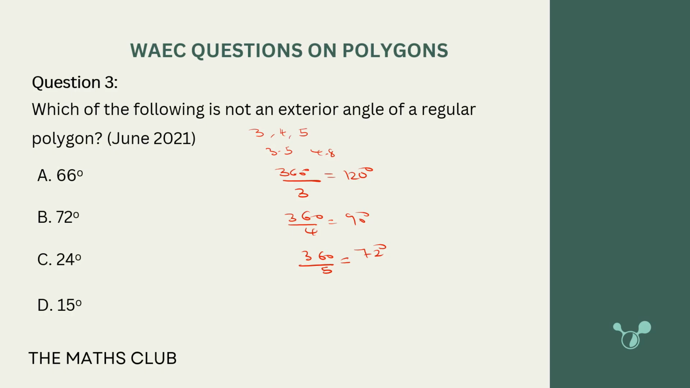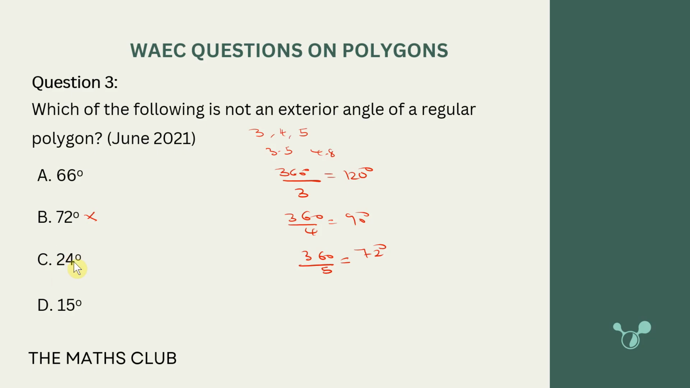Now that we know that, whatever value we have here, if I multiply it by something, it should give me 360. Say this 120, I multiply it by 3, gives me 360. I have this 90, I multiply by 4, gives me 360. I have 72, I multiply by 5, gives me 360. So from this last one, we know that B is already an exterior angle, so this one cannot be the answer, right? So let's go.